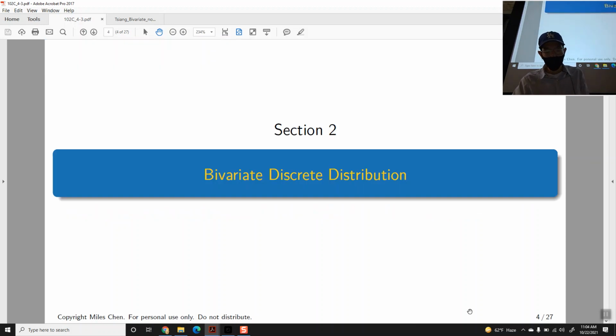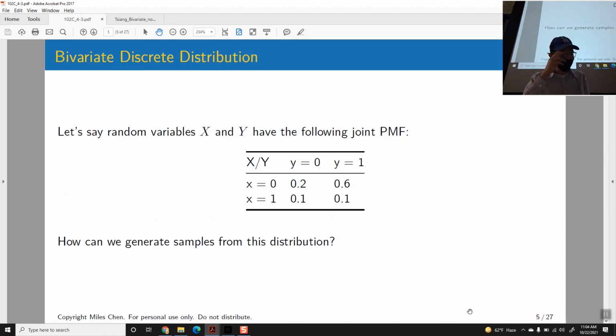So we'll start off with the most basic multivariate distribution, right? We've got 2 random variables, x and y, and these 2 random variables are dichotomous in that they can only take values 0 or 1. This is as simple as it can possibly be. X can take on 2 values, 0 and 1. Y can take on values 0 and 1. But they are not independent.